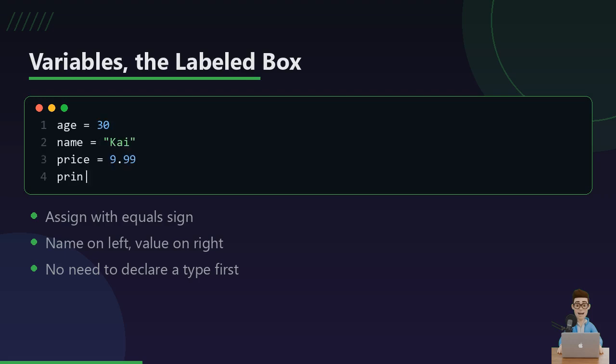So here is the trick. In Python, you create a variable just by naming it and assigning a value. No extra setup needed. Notice how age holds a number, name holds text, and price holds a decimal, all without telling Python what type they are ahead of time. In short, a variable is a label you stick on a value so you can use it later.